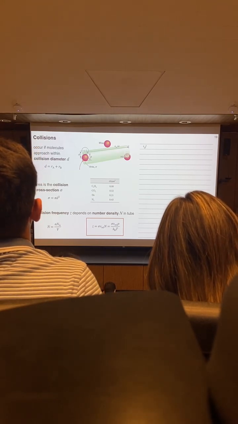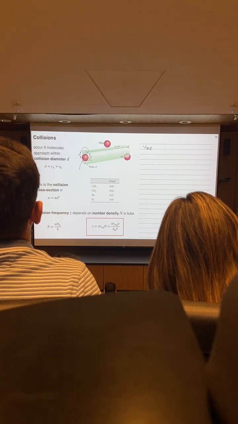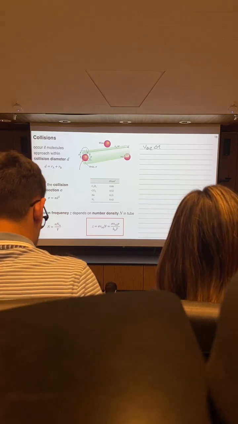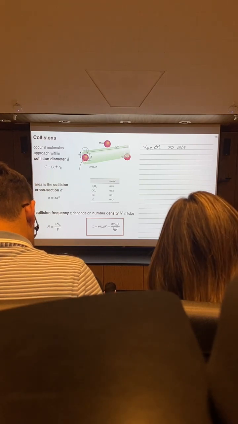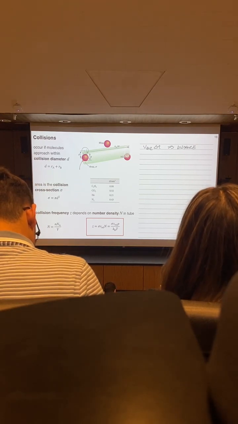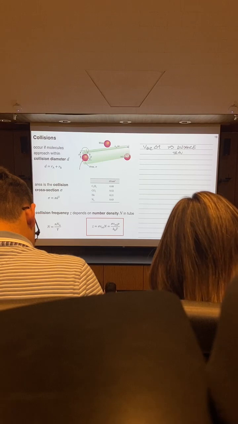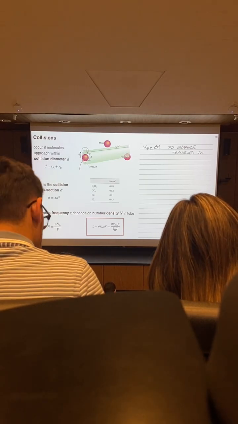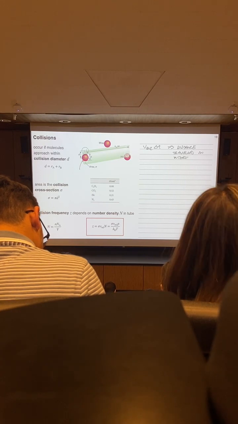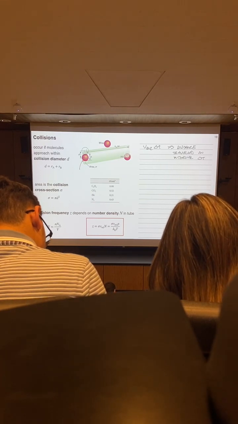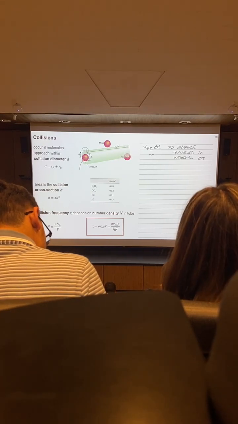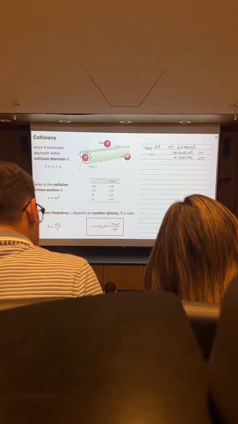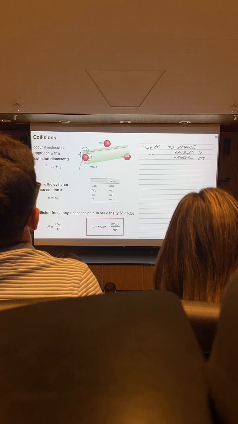V_rel is the relative speed of molecules. If I multiply that by a time interval delta t, this is going to give me a distance it's traveled in this interval. And again, that'll be in meters in SI units. On average, right? The speed is going to be a distribution. Molecules will all be traveling at different speeds.